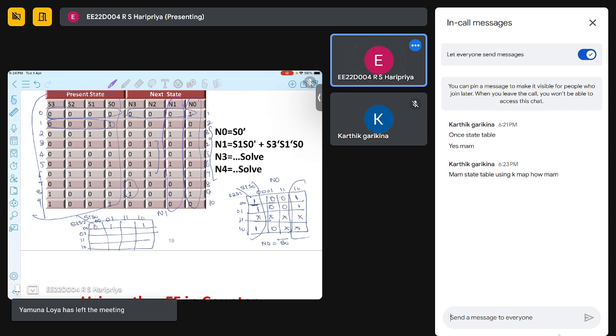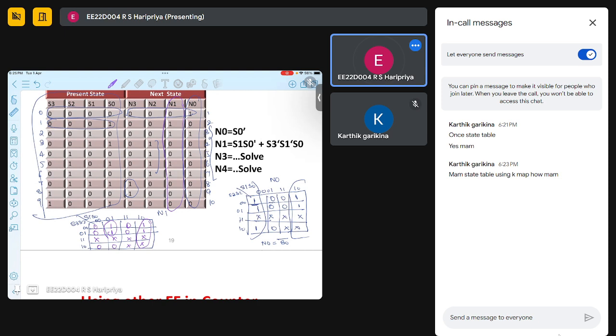I mean 2. For 3 it is 1. 3 it is 0, and then 4 it is 0, 1, 1, 0, 0, 0, and this will be not captured. So we can form a group of 2 only. No, here we can form a group of 2.